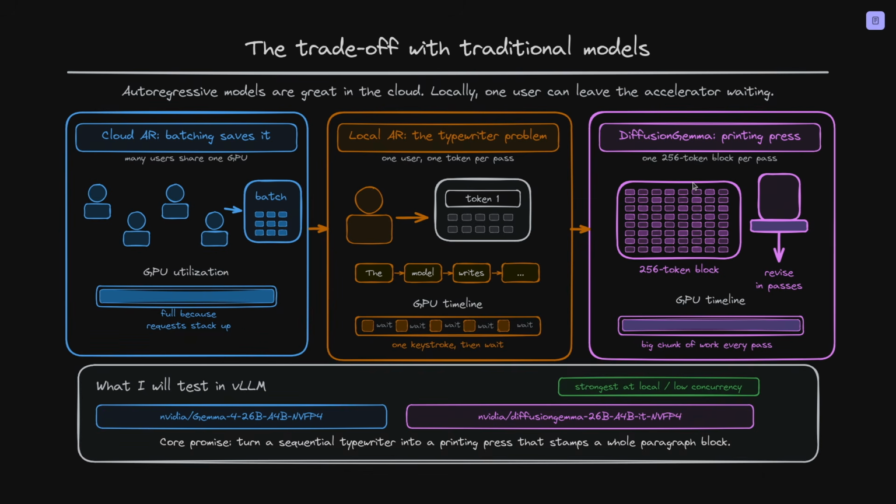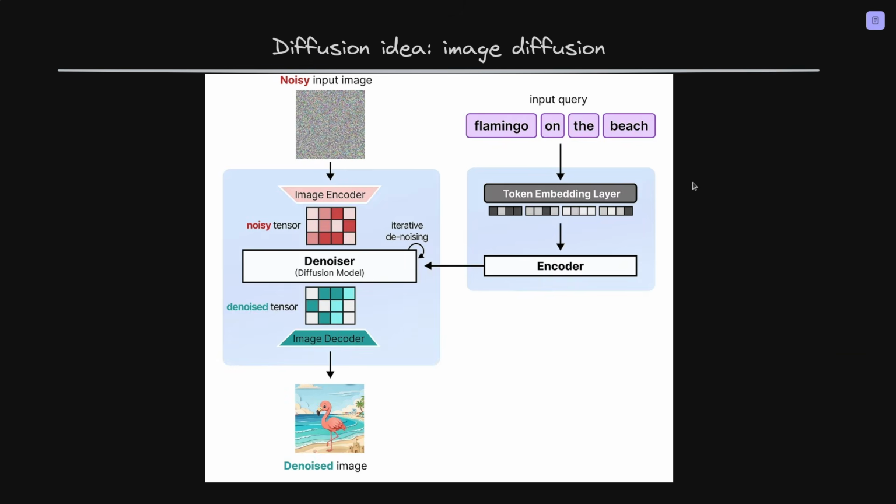Before we talk about Diffusion Gemma, let's quickly remember how diffusion in images works. On the left, we have a noisy image. The noisy image is the input that gets encoded into a noisy tensor through the image encoder. The noisy tensor is a numerical representation of all of that chaos in the image. On the right, we have the text prompt, flamingo on the beach, and it gets tokenized through the token embedding layer, embedded and run through the text encoder that extracts what this word actually means semantically.